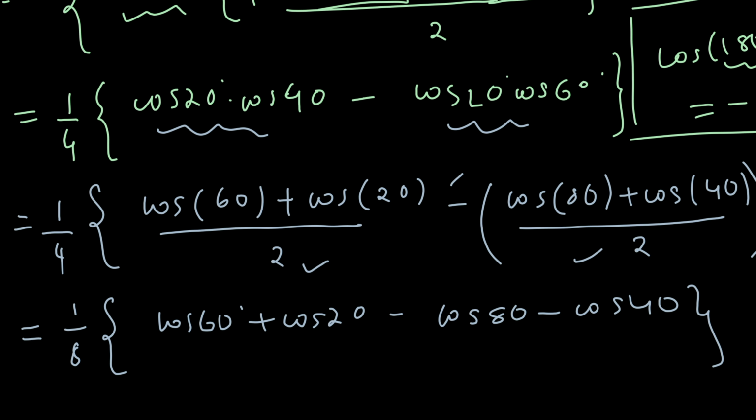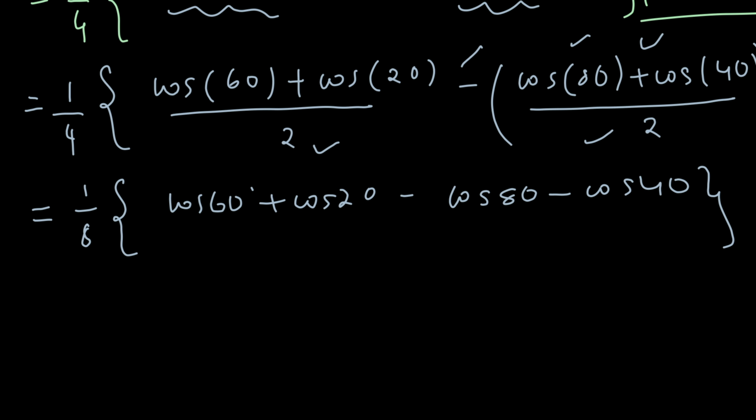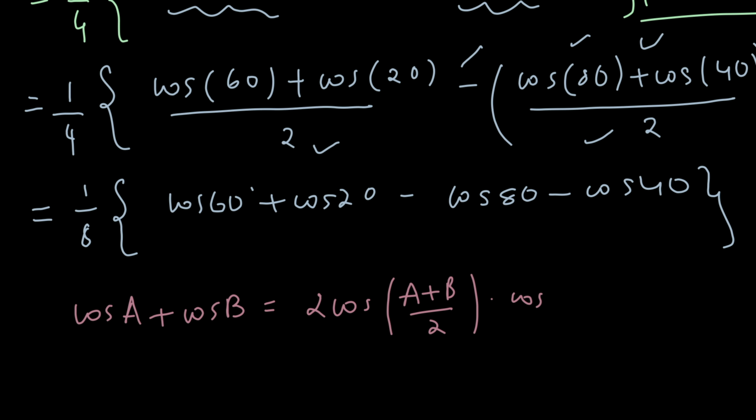Okay. This negative sign opens with this and this, both of them become negatives. Now what I will do is I will again use a trigonometric identity, that is cos of A plus cos of B is equal to 2 times cos of (A plus B) divided by 2 multiplied with cos of (A minus B) divided by 2.